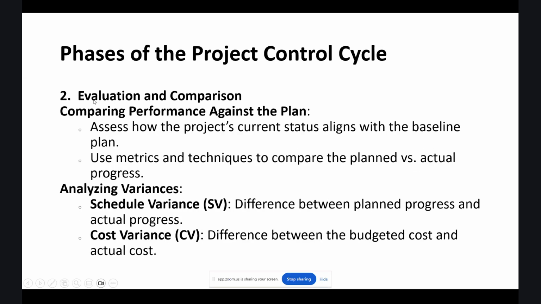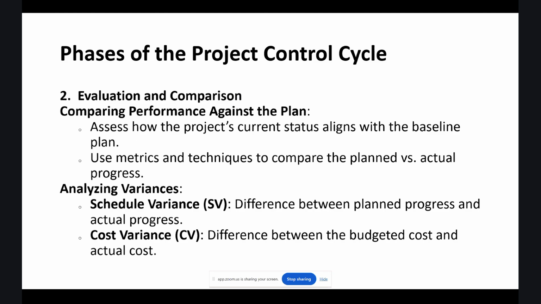The second step is evaluation and comparison. It means you're going to compare performance against the plan. So again, you have your project network, you have all the tasks, the WBS, and a number of different resources that you can utilize in the project control cycle.